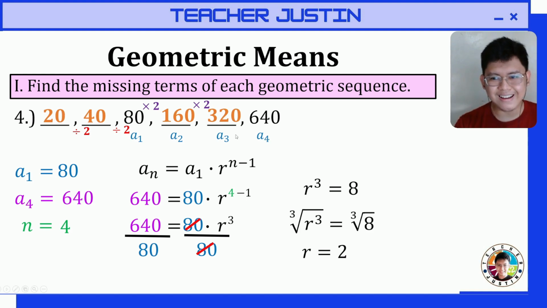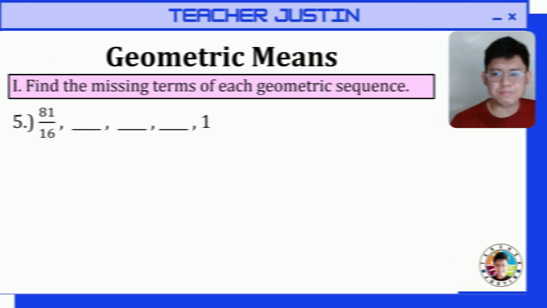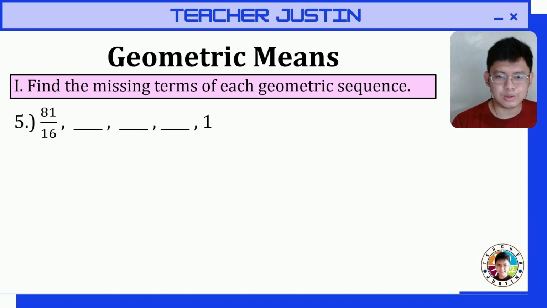And that's it. Ta-da! Alright. Let's complete this geometric sequence. So, we have here 81 over 16, tapos blank, blank, blank, tapos 1. So, in order for us to complete this, kailangan natin makuha yung ating common ratio. So, ano yung i-multiply natin dito sa term to get to the next term?